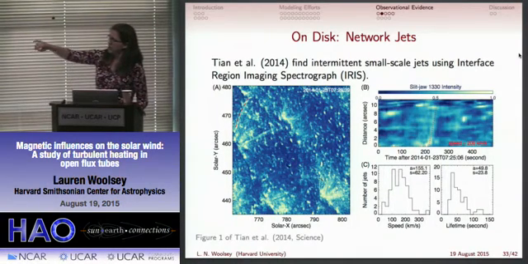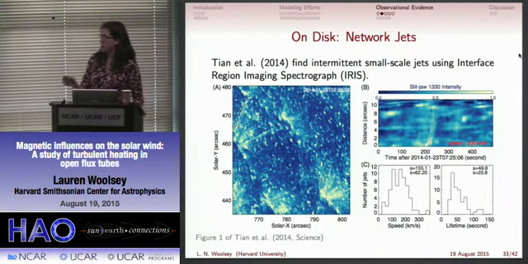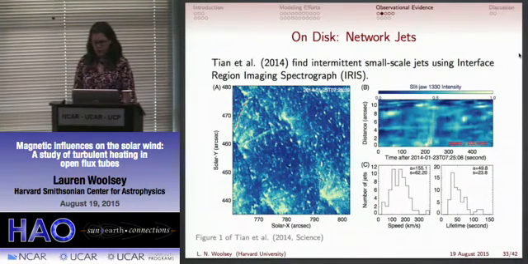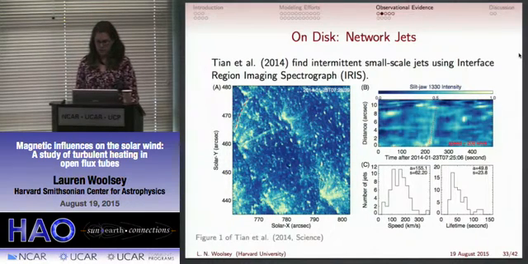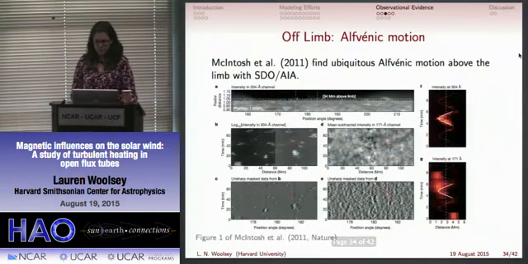So on the left, there's a dashed line in the upper left of that picture that highlights one of these jets, and there's the distance-time plot on the top left, and in this particular paper, 64 jets in a particular IRIS observation were found, and their speeds were 100 to 200 kilometers per second, and they lived on the order of tens of seconds.